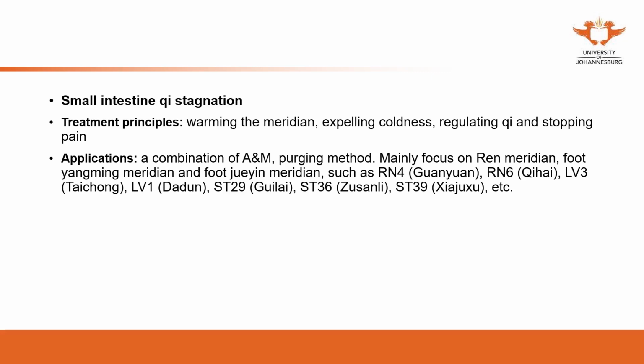The last common syndrome in the small intestine is qi stagnation. Qi stagnation can be due to different causes, such as internal coldness or other diseases. The patient may present with pain because of the stagnation. There is some blockage somewhere, especially if it presents in the intestine. The patient may present with pain in the abdomen. In the treatments, we're going to use the combination of acupuncture and Moxibustion with a reducing technique. Focus on the Ren meridian, foot Yangming meridian, and foot Jueyin meridian. Ren 4, Ren 6, liver 3, liver 1, stomach 25, stomach 36, and 39.